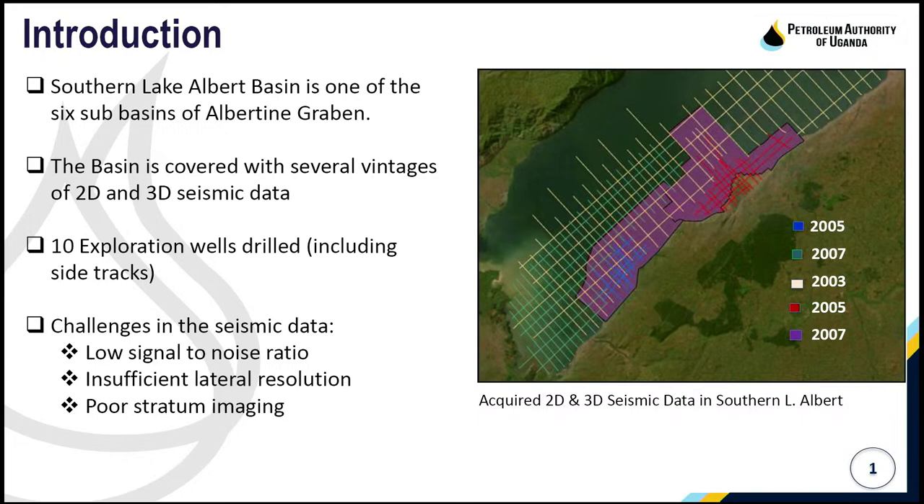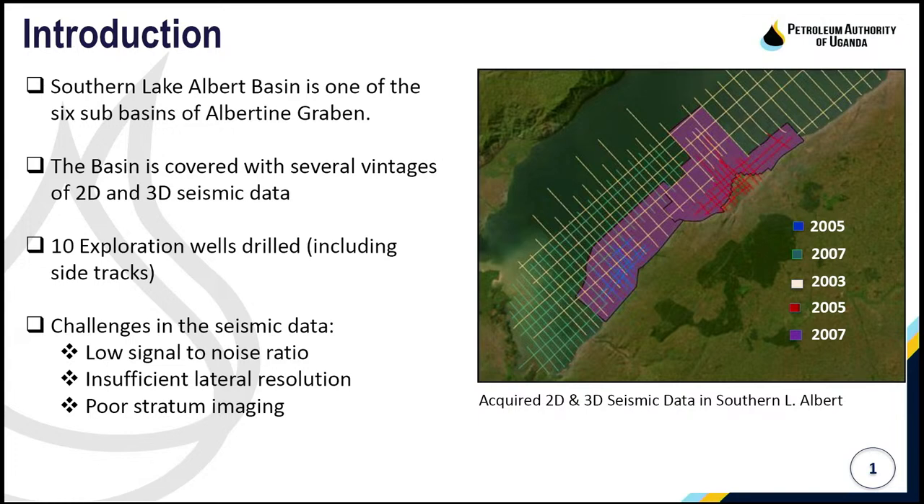So basically, that is the slide you're seeing. In the blue color, we have the 2D seismic data which was acquired in 2005. And then in the green color, we have another data which was acquired in 2007. And in the purple color, that is also 2007. If you look at it critically, you'll see that we have 2D and 3D sets, one up and another one down, and there is a certain point where the 3D data sets merge.